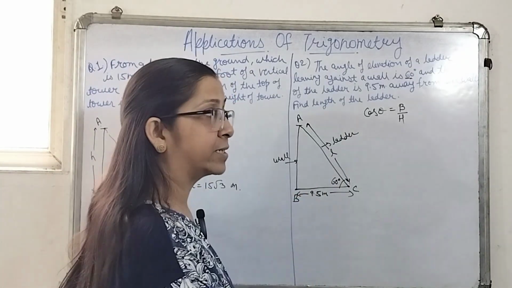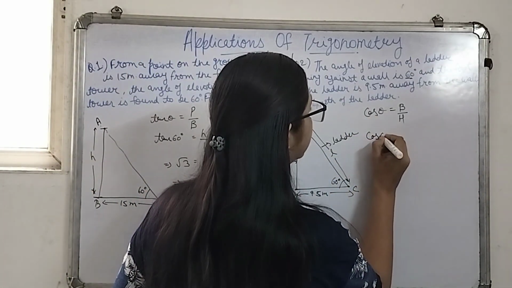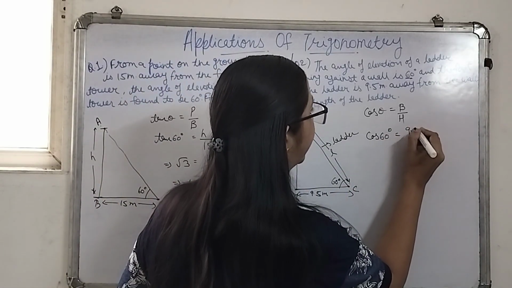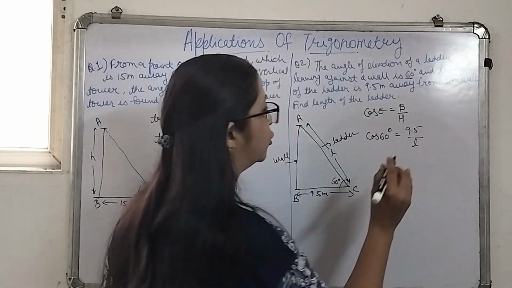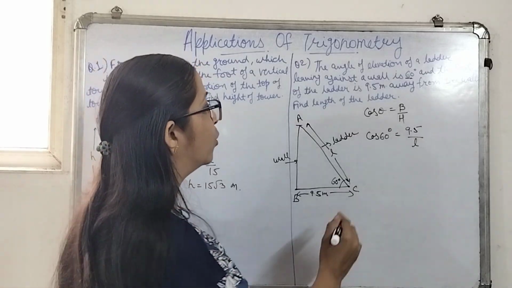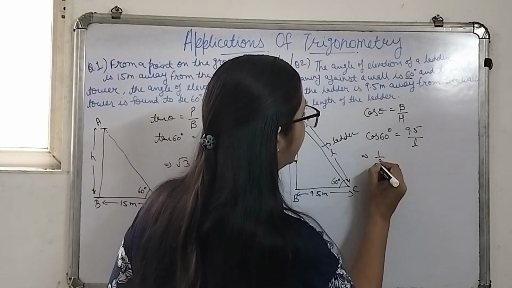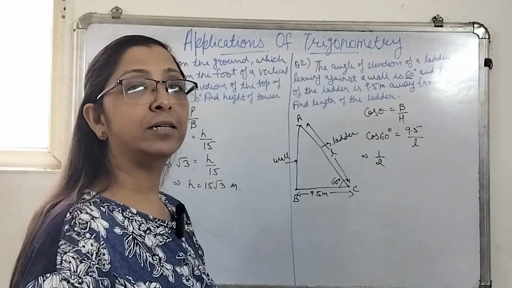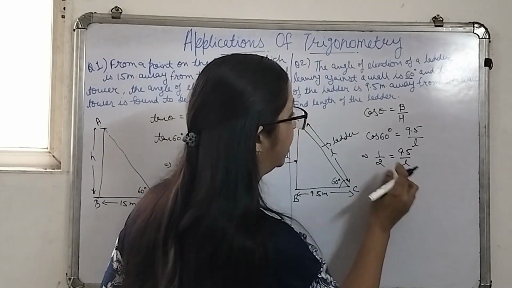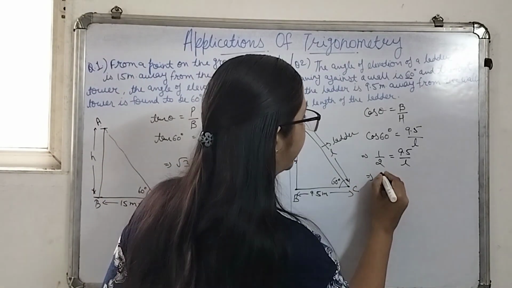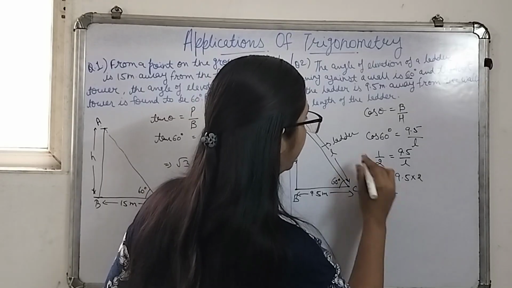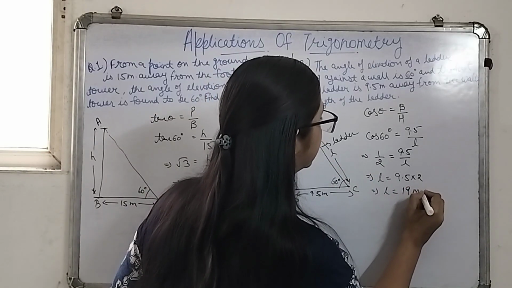Now over here theta is 60 degrees, so we will be taking cos 60 degrees. It is equivalent to base over hypotenuse; the base here is 9.5, and the hypotenuse we need to find, we have assumed it to be L. Now from the table we know that cos 60 degrees is 1 upon 2. So 1 upon 2 is equivalent to 9.5 over L. We will be cross multiplying. So L is equivalent to 9.5 multiplied by 2. That means the length of the ladder is 19 meters.